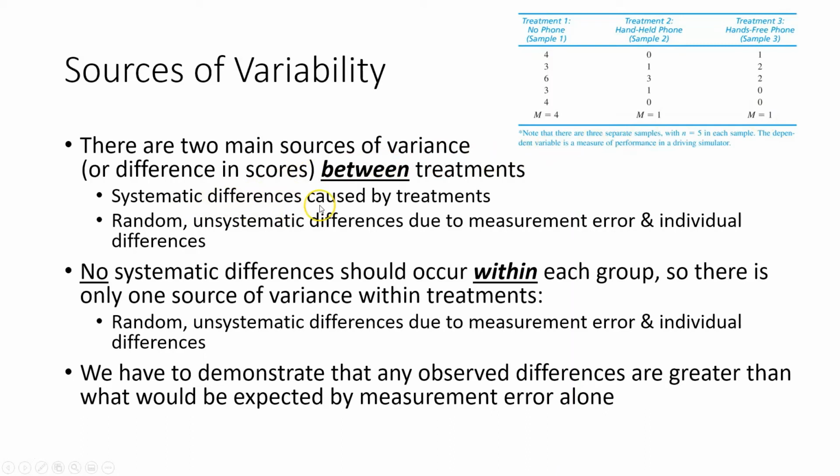There are systematic differences that are caused by the treatments. The difference between 4 and 0 or 4 and 1 or 4 and 3 is in part due to the fact that this guy here, we'll call him Joe, has more experience driving than, say, Susan, who's here, or maybe Sally. But part of the reason also is because he is not using a phone. The systematic differences are the parts that are caused by the fact that he's not using a phone. But the random differences that are unsystematic are due to the fact that Joe has some experience driving that Jill or Sue don't have.